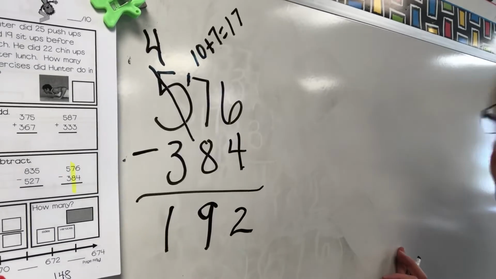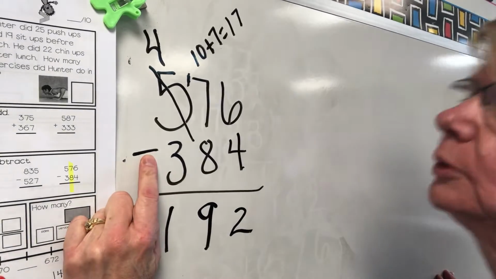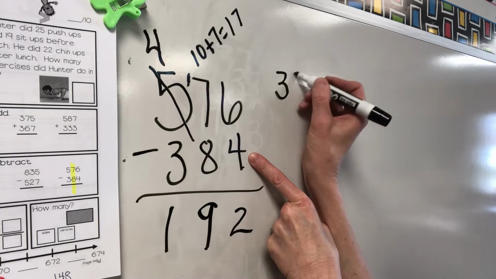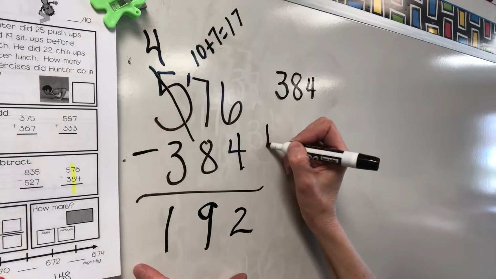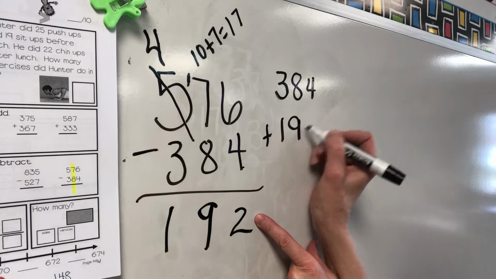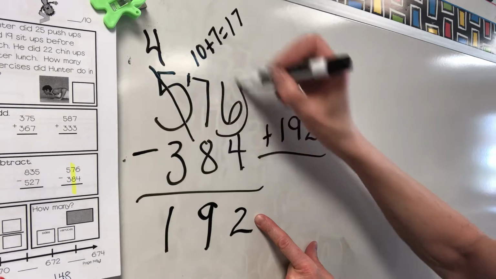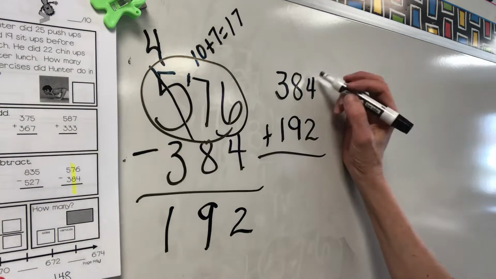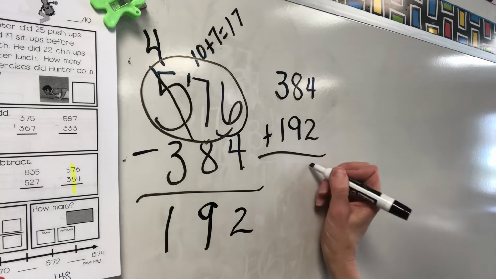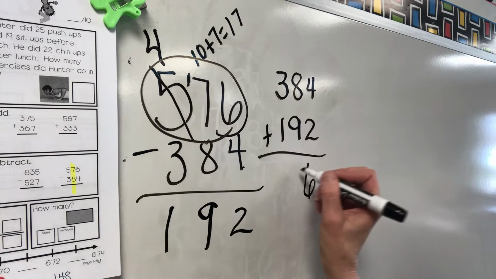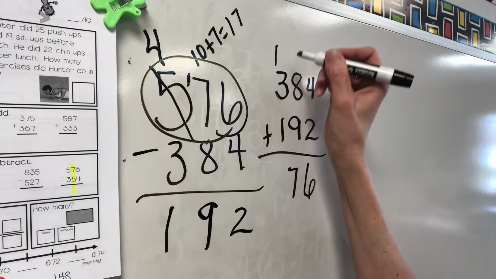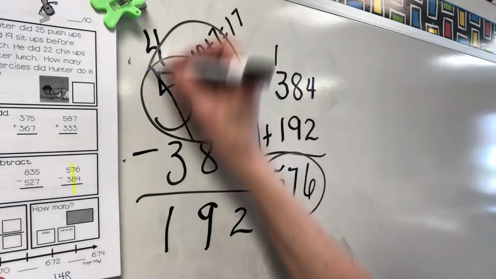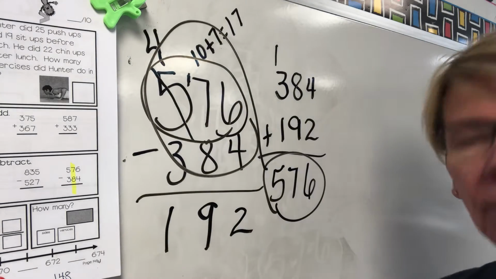What do we do next? What's the opposite of subtraction? Addition. So we take 384 and we add 192 and we hope to come out with the number that we started with, okay? So start in the ones. 4 plus 2 is 6. 9 plus 8 is 17. 300s, 400, 500, and we did. We know that it is correct.